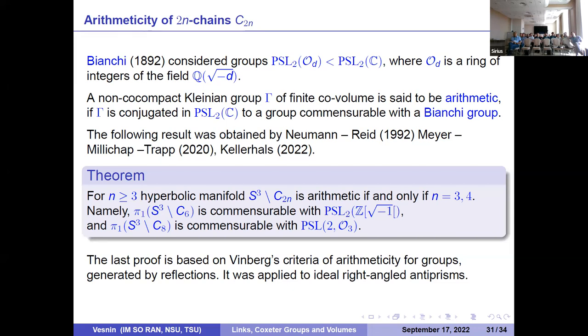And Ruth Kellerhals demonstrated the following approach: instead of the link complement, you can consider the question about the Coxeter group, and just apply Vinberg's criterion to this. So this is a very particular family where we know everything. Just two chain links in this family are arithmetic, those with six and with eight components.